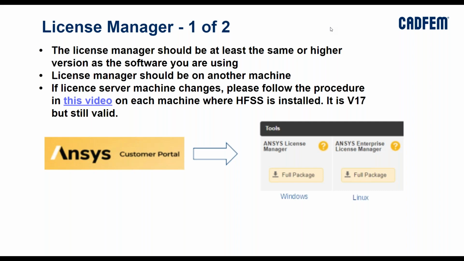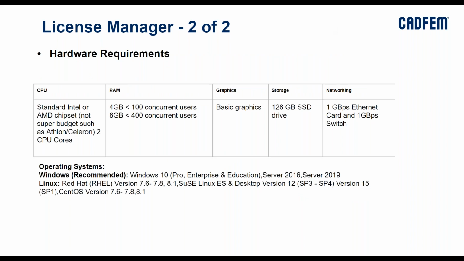Some customers we've seen install the license manager on the same machine which has HFSS, but this is not really a good idea. Next slide, please. The license manager doesn't need any fancy computer. You can have any computer, let's say we're speaking of $200 or $300, or euros or pounds. It just needs a standard Intel chipset or even AMD. We just need 2 CPU cores, and they could be Athlon or Celeron. So that's really the cheapest.